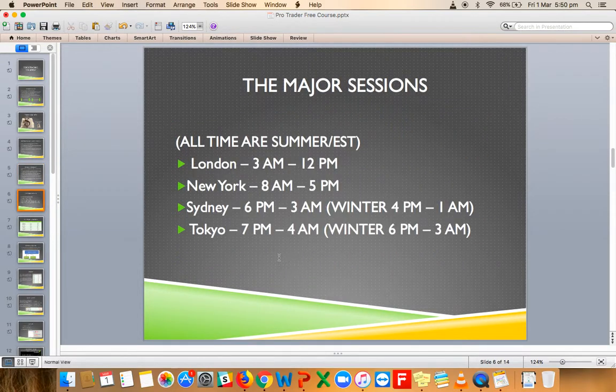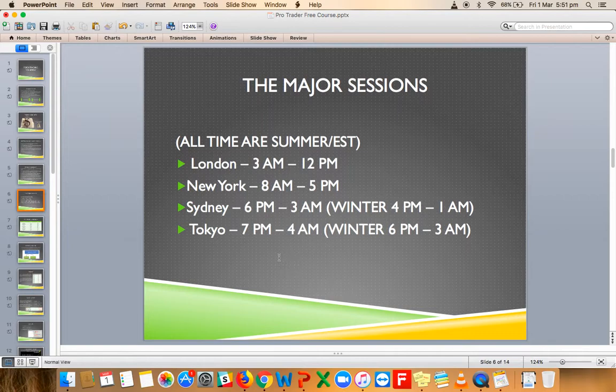So the major sections in this market, we have four major sections basically. What do we mean by that? The various regions that participate in this market are London, New York, Sydney, and Tokyo. These sections open at various times. The timing you have here is Eastern time. Of course, you can always convert that to GMT and then reconvert it to your own local time.